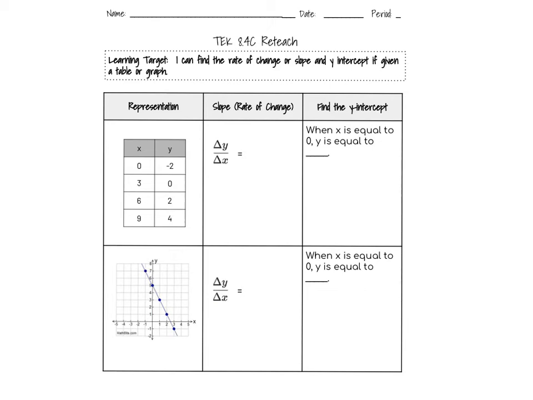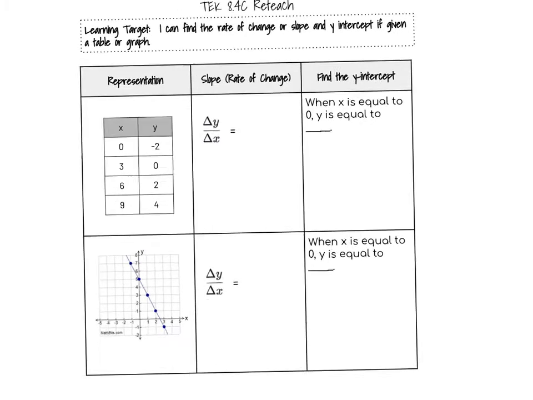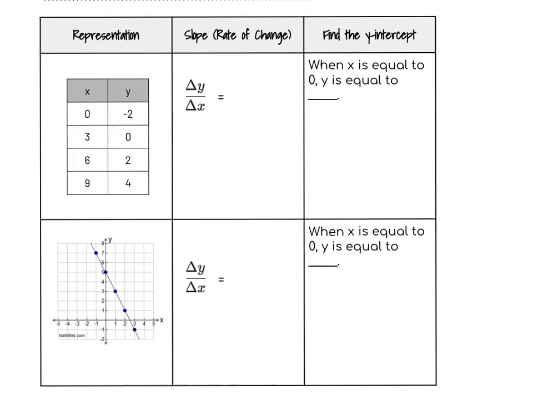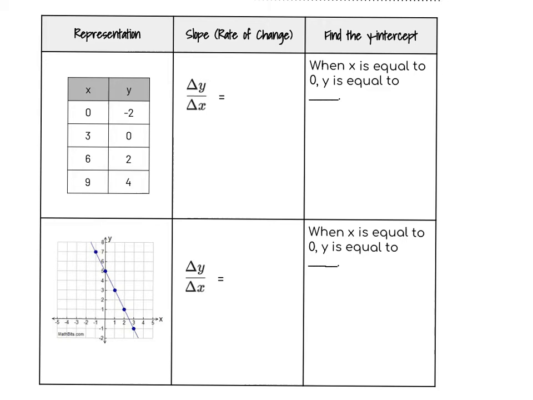Okay, so this is your reteach for TEK 8.4C, and that TEK says you're going to be able to find the rate of change or slope and the y-intercept, whether you're given a table or a graph. Okay, so let's look at a table first. Remember, the slope, the rate of change, is the change in y over the change in x.